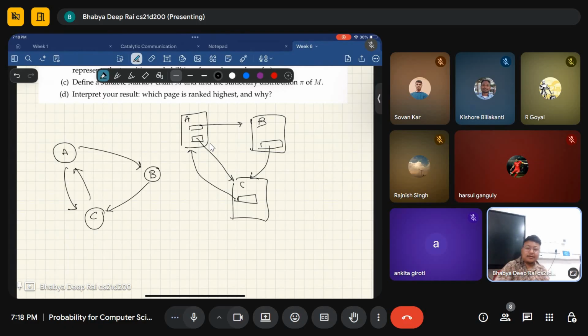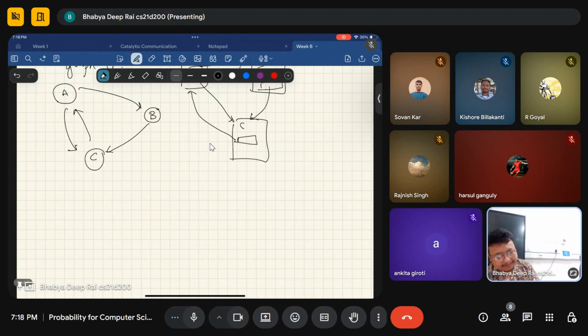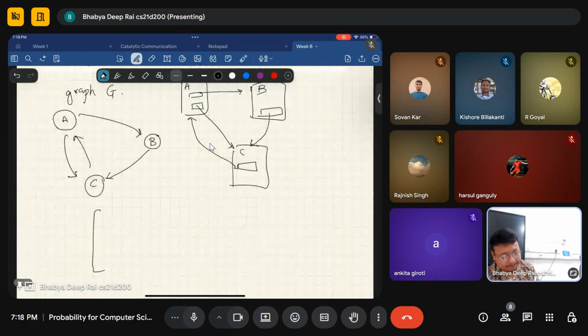This is the graph, right? Corresponding graph G. Now, let's look at the adjacency matrix. So this is not a Markov chain yet. No? So let's look at the adjacency matrix.